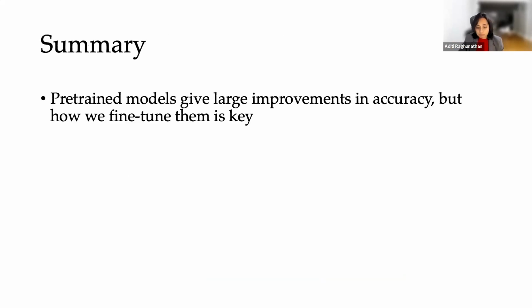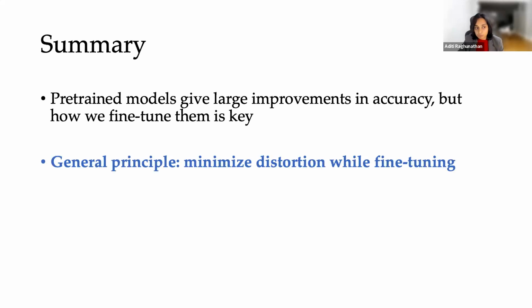So to summarize, pre-trained models, especially when they're pre-trained on vast amounts of data, and we're only seeing models getting better and better, this is really exciting because they give huge improvements in accuracy and, of course, huge improvements in robustness to distribution shift. But then how we fine-tune them can actually also play a big role in terms of what gains we ultimately get from these models.